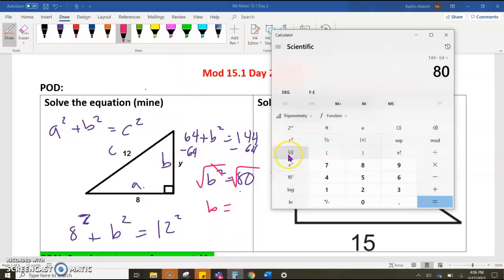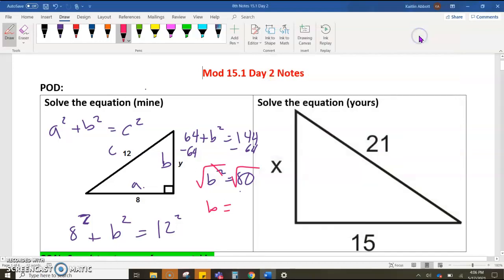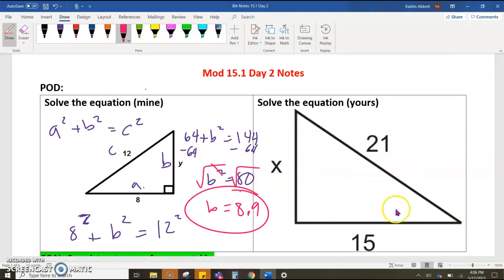Get your handy dandy calculator, square root button. And we're going to round. Do not write this entire thing. We're going to do 8.9. 8.9, final answer. All right, here's your problem. Take this time now to solve this on Nearpod.